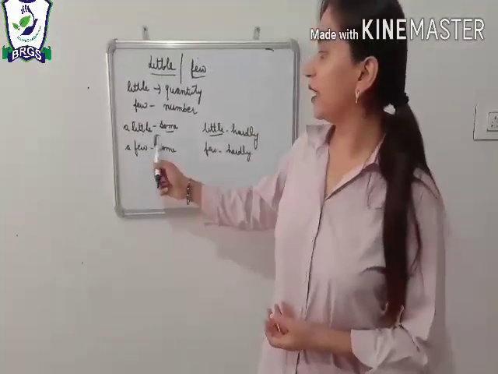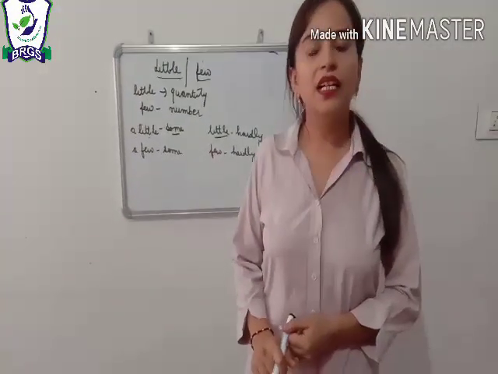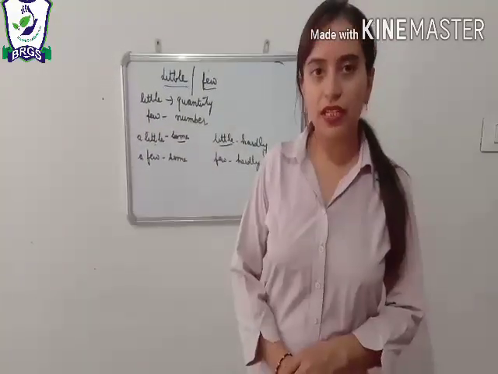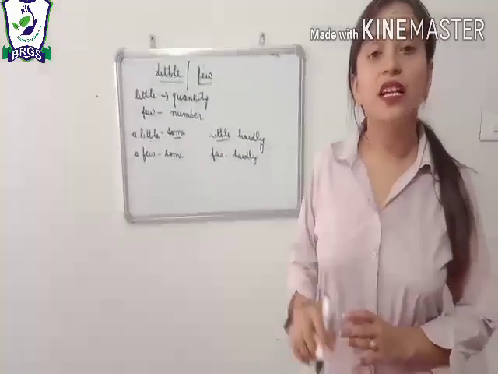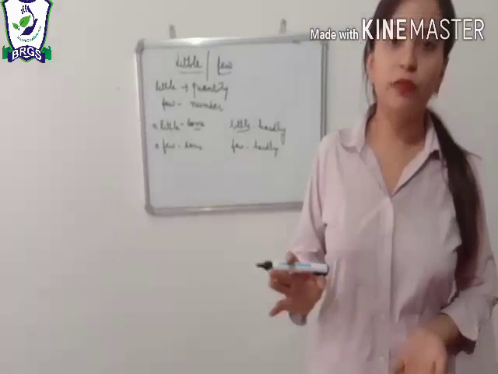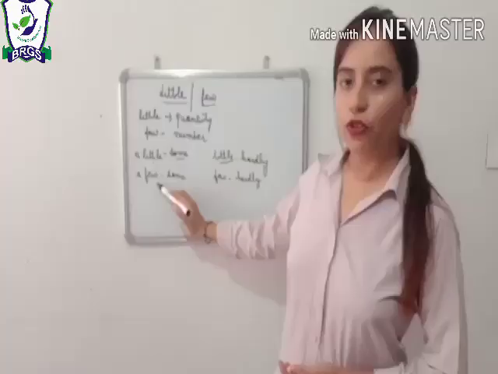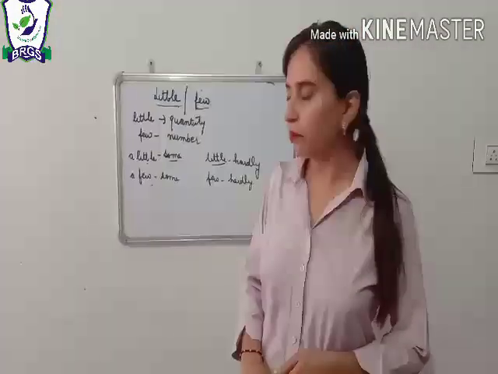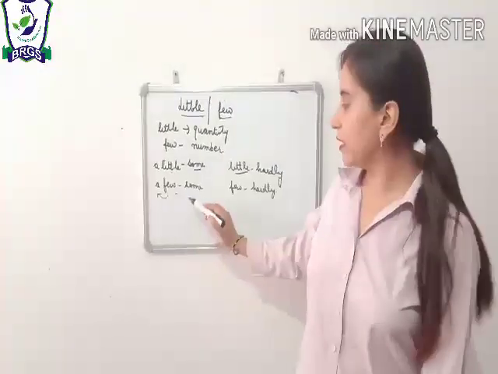For example, there is a little sugar in the jar. That means a little means some sugar is in the jar. And when I say there is little sugar in the jar, that means there is hardly any sugar. That means उसमें ज़्यादा sugar नहीं है. And few, as I have already told you, refers to the number. If we are using a with few, it means some.